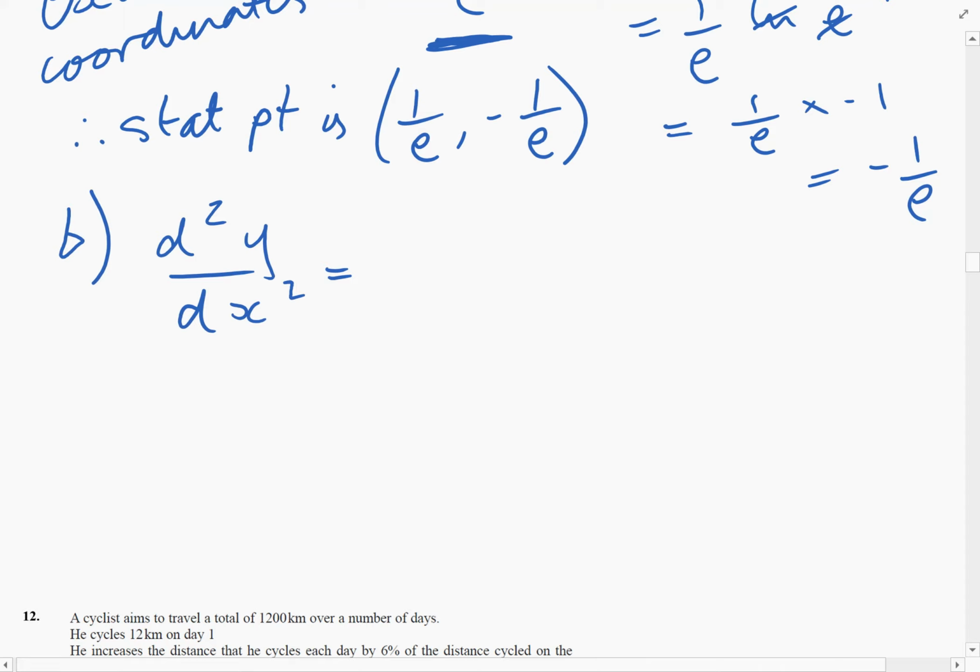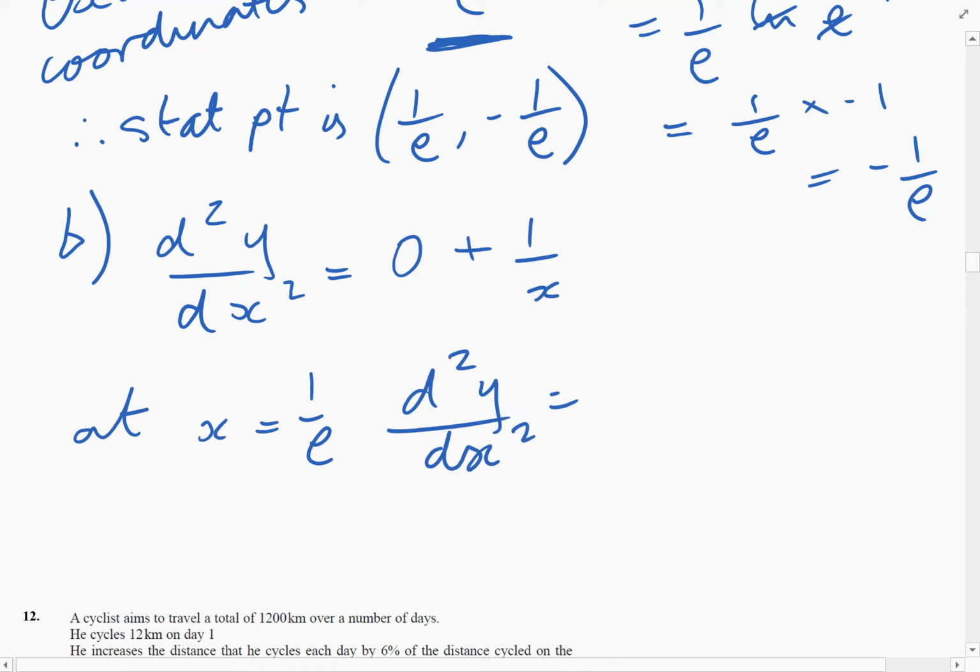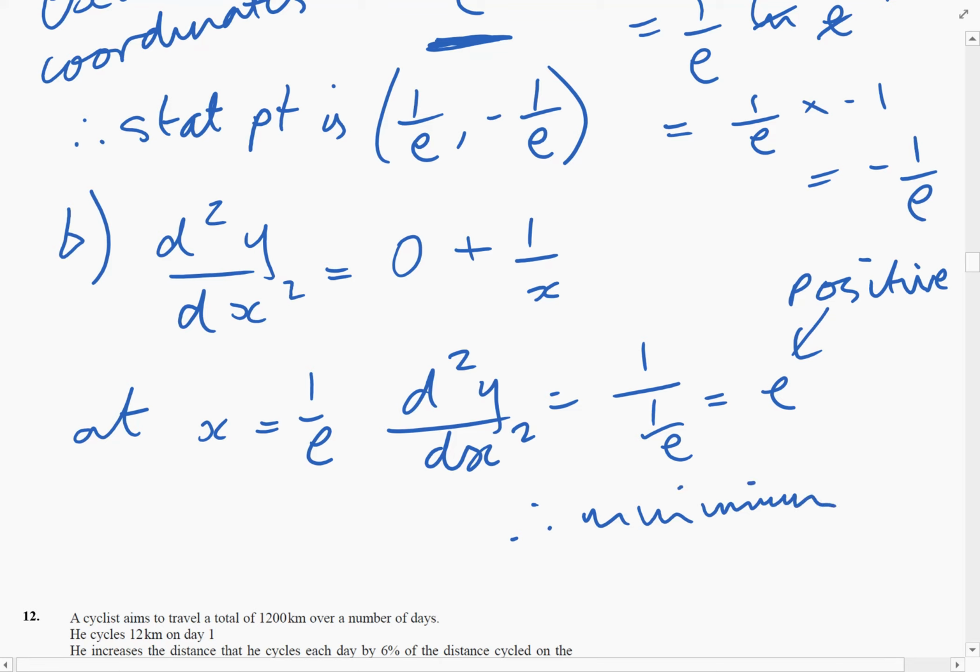Don't forget, our first derivative was 1 plus ln x. So differentiating the 1, you get 0. Differentiating the ln x, you get 1 over x. And so at the point where x equals 1 over e, at the stationary point, the second derivative is going to be 1 over 1 over e, which is e. And so this e is positive, it's 2.718 something. So this is positive. And because that's positive, that means that must be a minimum stationary point there, a minimum point at 1 over e, minus 1 over e.